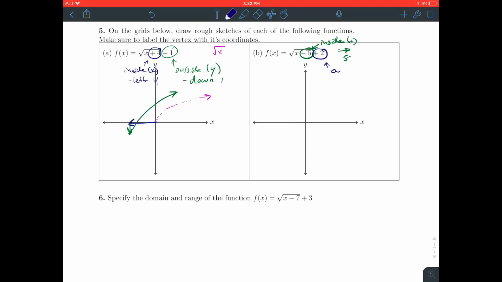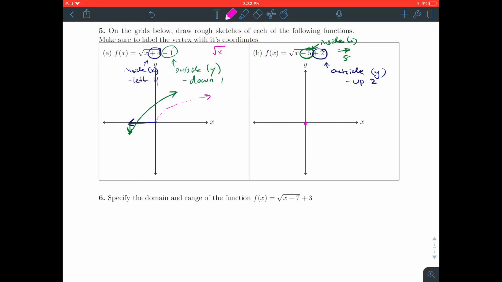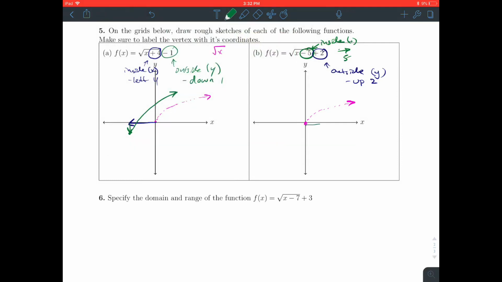Then we've got an outside transformation of plus 2. Outside transformations will always affect the y direction. These are in the direction we expect, so this should be up 2. So if you start with the square root of x graph here, then our graph is going to be the exact same shape, but moved 5 to the right, because it was minus 5, and up 2.